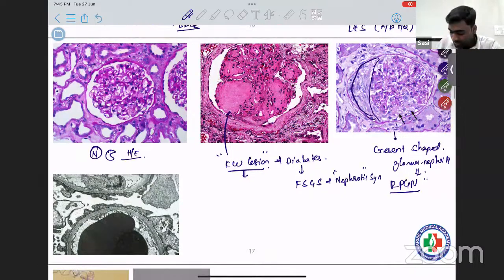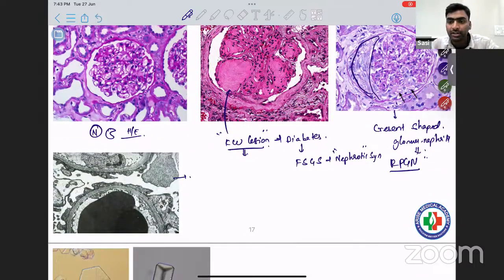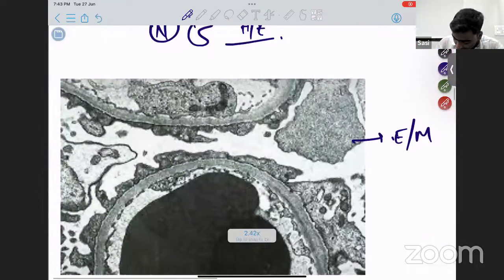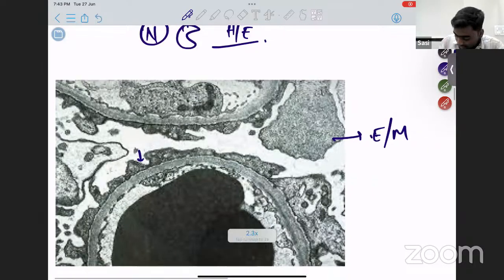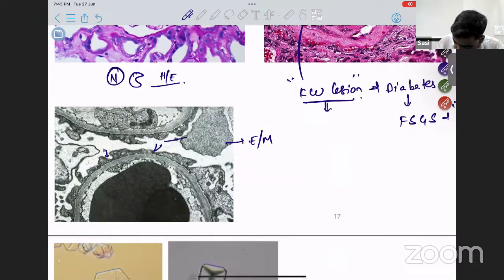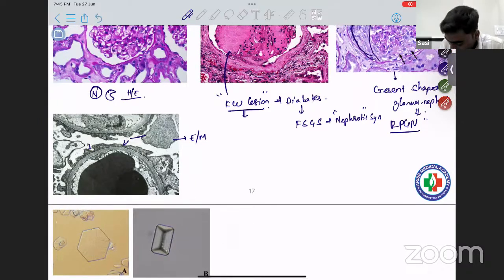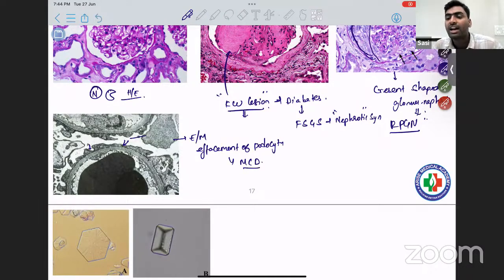And what is this image? Is this a normal light microscopic image or an electron microscopic image? Yeah, most of you are getting it correct. It is an electron microscopic image. And if you see this electron microscopic image, along with this effacement of the podocytes, this effacement of podocytes will be seen in a case of minimal change disease. Okay, they will be seen in which disease? Minimal change disease.